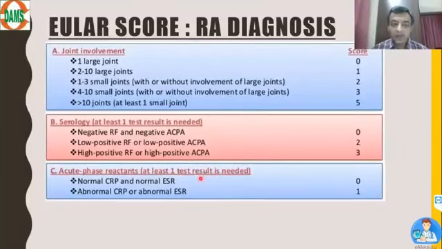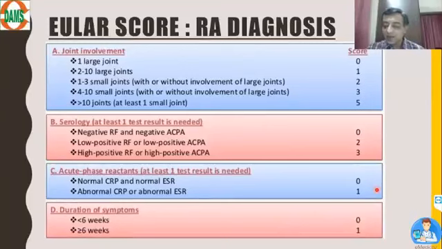Similarly, acute phase reactant. At least one test is required. If ESR and CRP are normal, that means 0 points. But if they are elevated, you will give 1 point. And basically, duration of the symptoms: less than 6 weeks, 0 points; more than 6 weeks, 1 point.